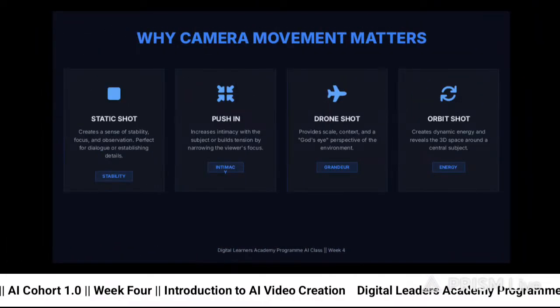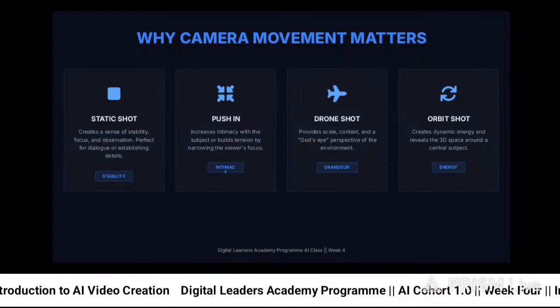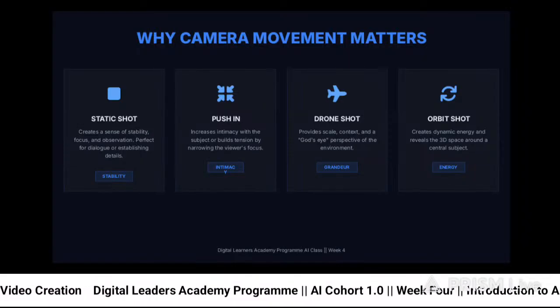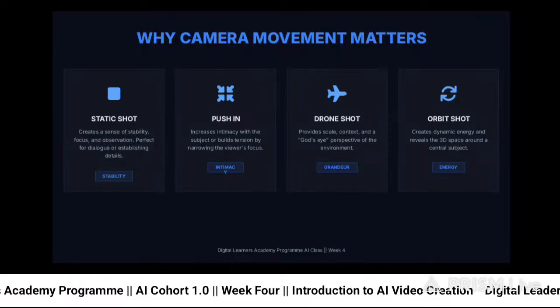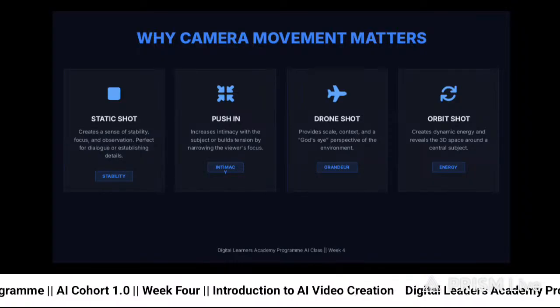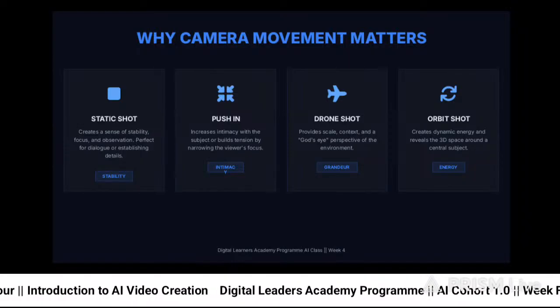Now let's go to the next one. Why does camera movement matter? First, the static shot creates a sense of stability. Camera movement matters because it creates stability, like your static shot. It creates a sense of stability, focus, and observation.